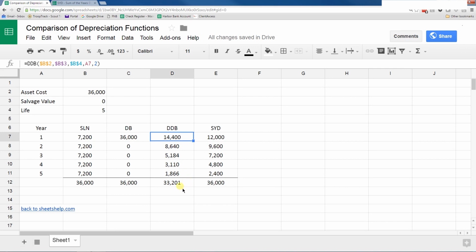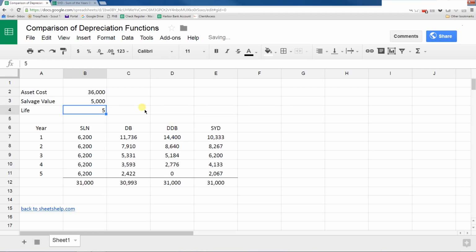It doesn't come down to the right amount. So you have to have salvage value in that as well. Sum of the year's digits seems to work fine. So if I put a salvage value back in and I just put a smaller one in, still be careful. It looks like straight line, declining balance, and sum of the year's digits works, but double declining balance doesn't. So let's put 5,000 back in there. These are all reasonably working.